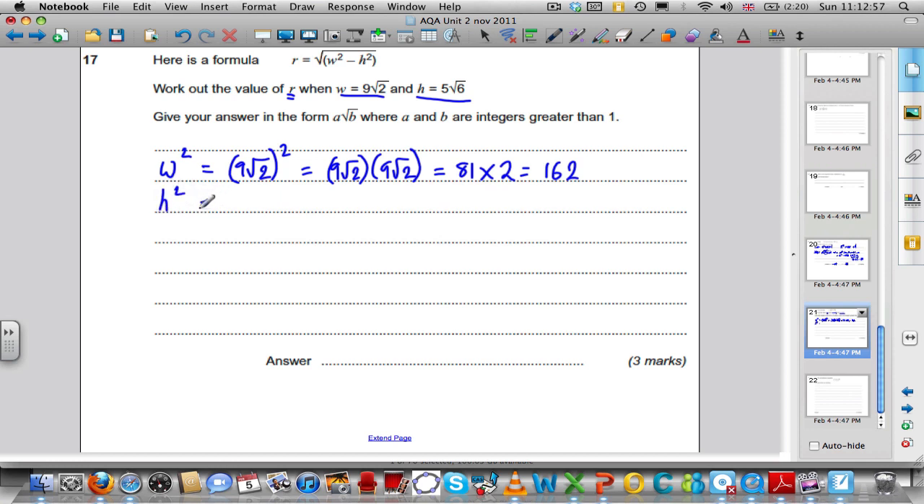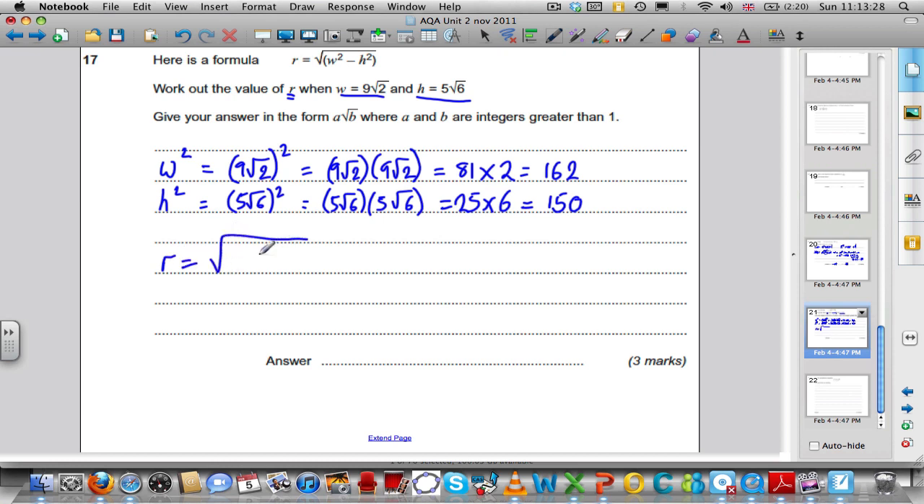Well, what's h squared? H squared is equal to 5 root 6 squared, which is 5 root 6 multiplied by 5 root 6. 5 times 5 is 25. Root 6 times root 6 is root 36, which is 6. And 25 times 6 is equal to 150. So now we could work out what r is.